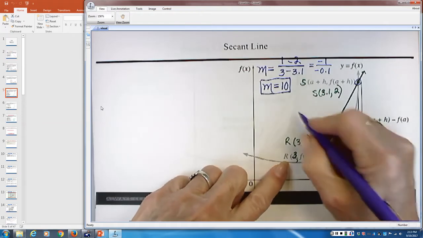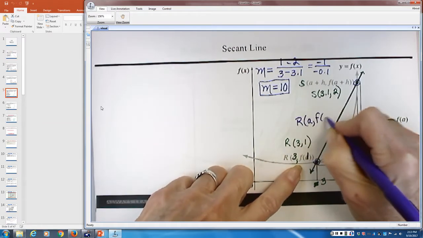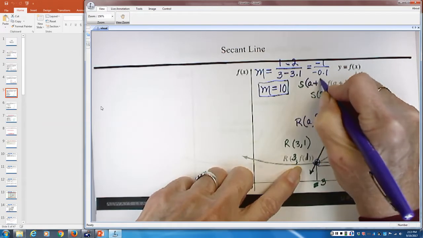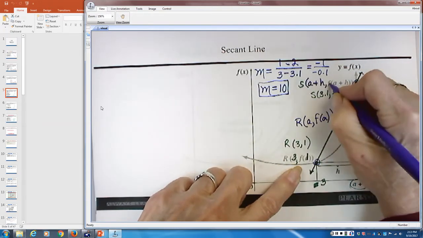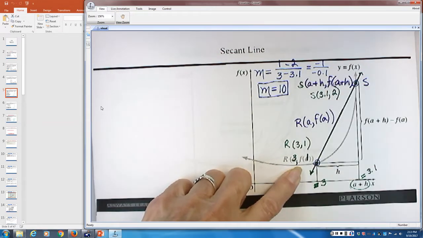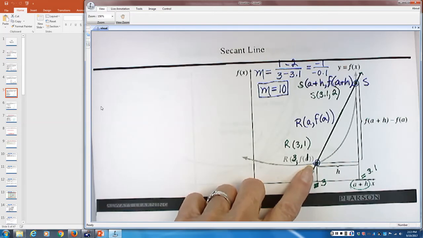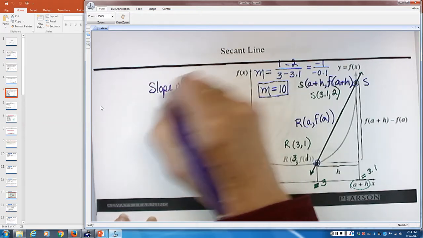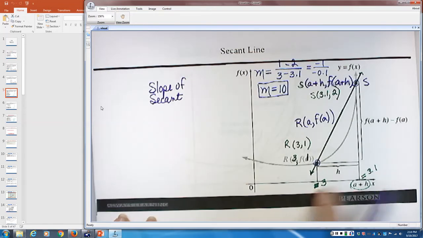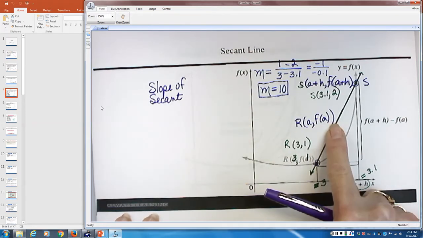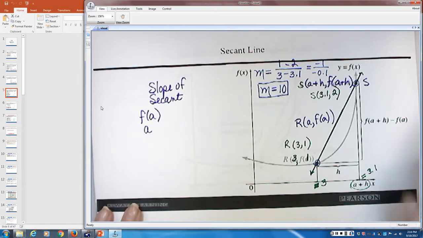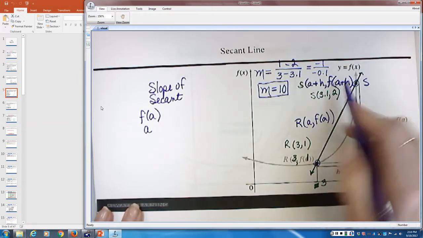Regardless of what those numbers are, if you take R to be A, comma, the function value for A, and if you take S to actually be A plus H, that H being just a little bit more, and then the function value of A plus H, then in order to find the slope of the line that contains R and S, the slope of that secant line, regardless of what these values actually are, using variables to represent them, the points are the ordered pair A, f of A, and A plus H, f of A plus H.